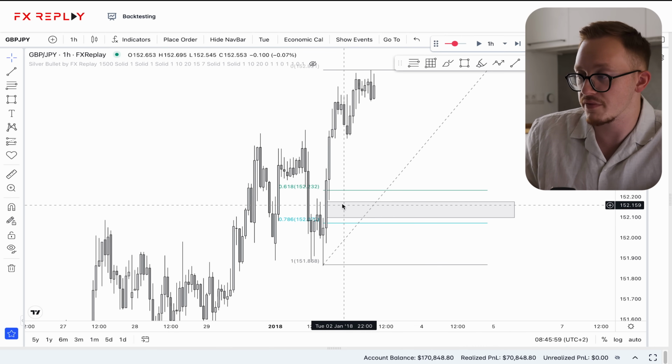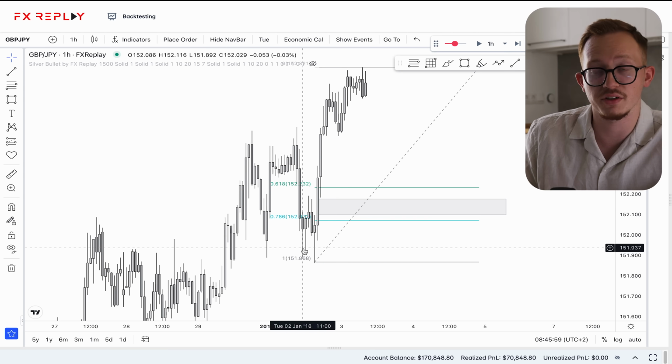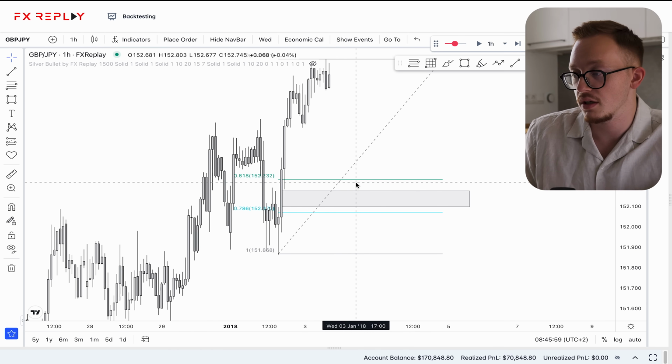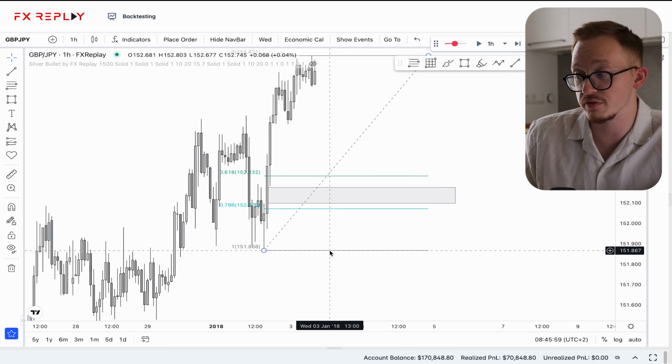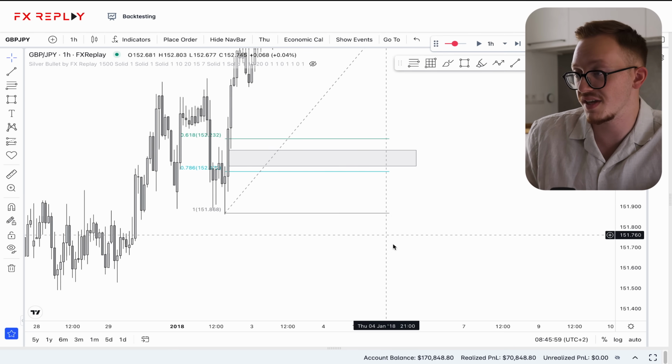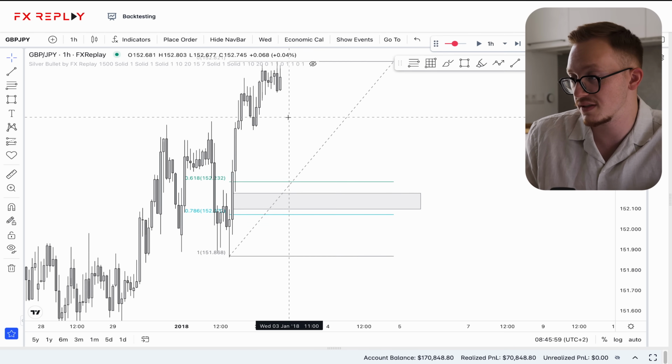In this case, we don't have another point of interest area. I only see this liquidity down here. If we see price come impulsively out of here, we take our trade, and otherwise we are shifting biases. So this is basically the plan for this trading session.